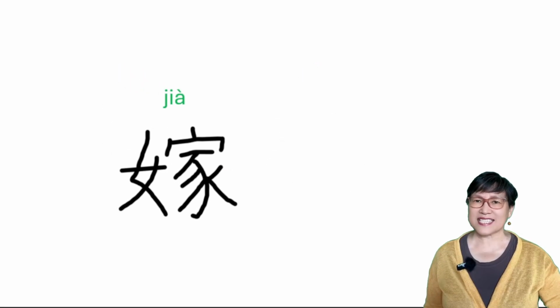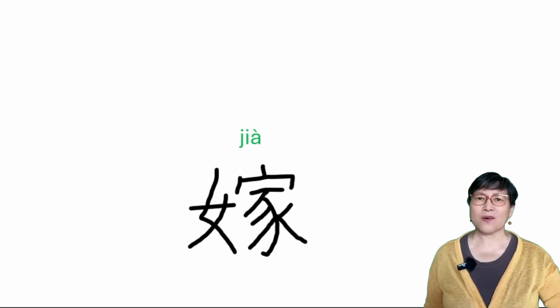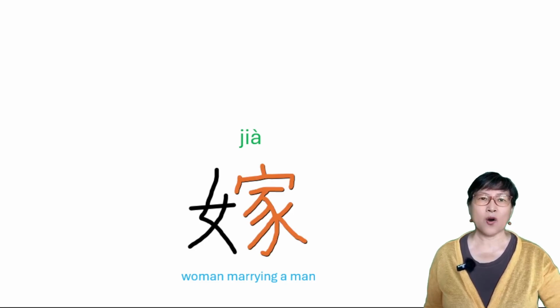Let's start with 嫁, which means for women to marry a man. This character is formed from two parts. We already know the left part. The right part is 家, home. Together, this suggests that the girl finds her home when she marries. In traditional Chinese society, her husband's household was regarded as her real home.